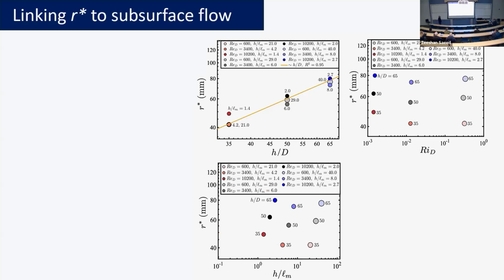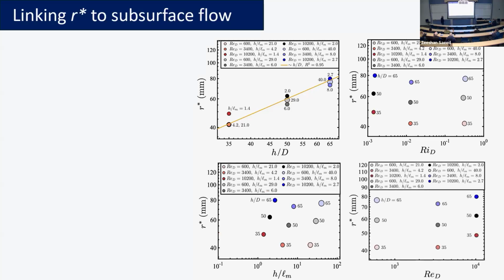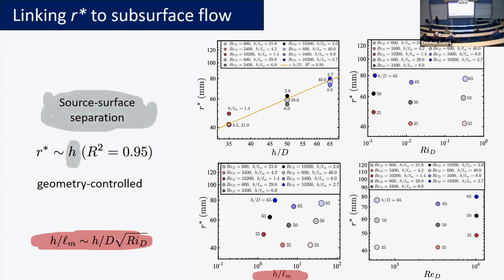Now, if I combine the two parameters, what I'm essentially trying to do is combine this and this parameter into a single parameter, and the difference and the trends persist. Because if you recall, I had a modified length scale that can be expressed as a combination of HOD times the square root of the Richardson number. And again, with the Richardson number, there's no strong dependence. And this curve that you see has a pretty strong linear dependence, as shown by the coefficient of determination. So essentially, this length scale varies with the source-surface separation.